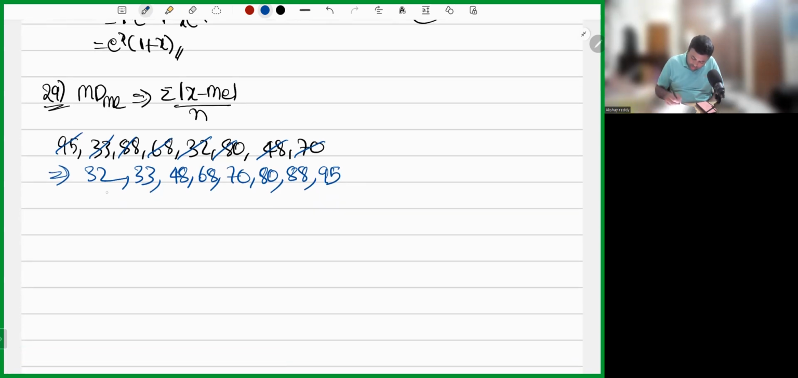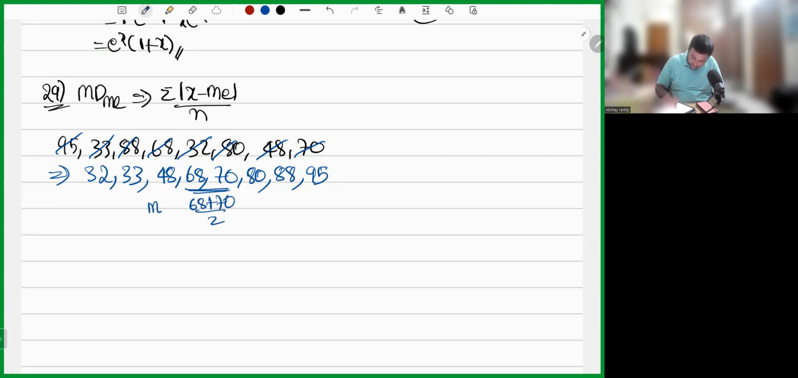Now how many observations are there? 1, 2, 3, 4, 5, 6, 7, 8 observations are there. So since 8 observations are there, mid value will be the median, my dear friends. Mid value, that is average of middle two values. Average of 68 and 70. 68 plus 70 divided by 2, which is equal to 69.